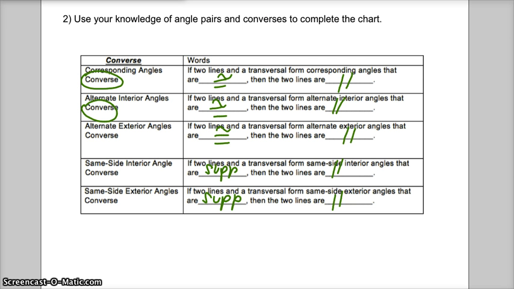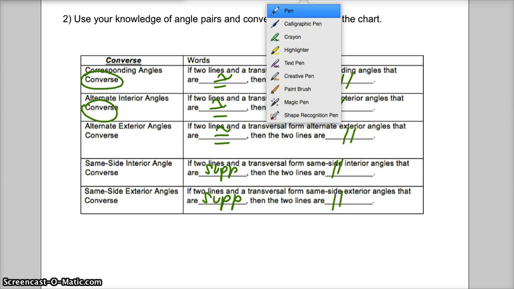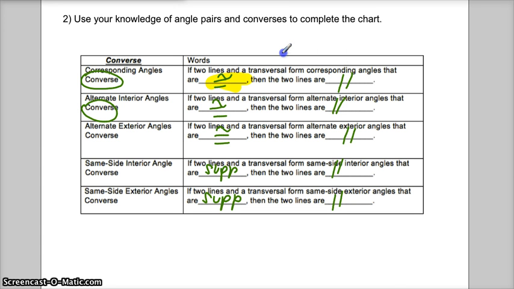So for instance, take a moment and fill out this chart. Notice it says corresponding angles converse. If two lines and a transversal form corresponding angles that are congruent, then the two lines are parallel. Alternate interior angles converse. If two lines and a transversal form alternate interior angles that are congruent, then the two lines are parallel. So on and so forth. If two lines and a transversal form same side interior angles that are supplementary, then the two lines are parallel.